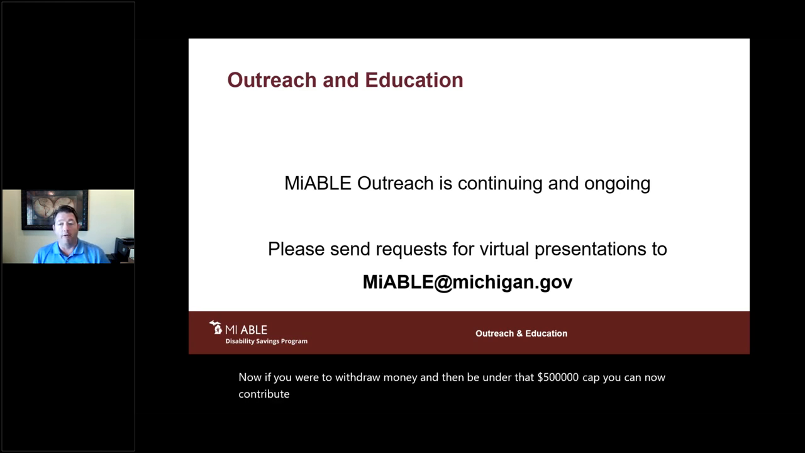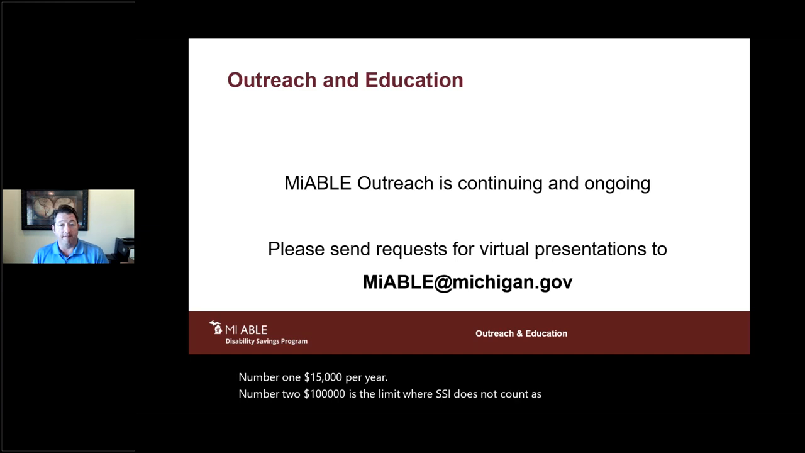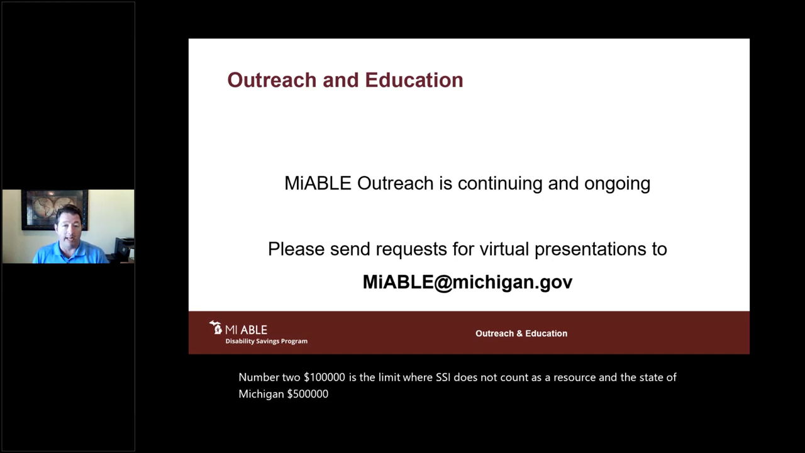So the numbers that you need to know for ABLE accounts are, number one, $15,000 per year. Number two, $100,000 is the limit where SSI does not count as a resource. And in the state of Michigan, $500,000 is the cap for any 529 contribution. Once you've reached that cap, you can no longer contribute.